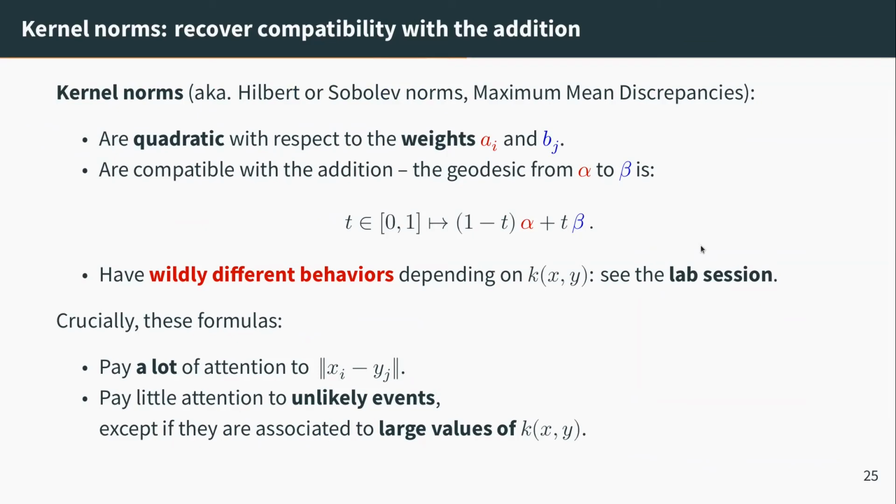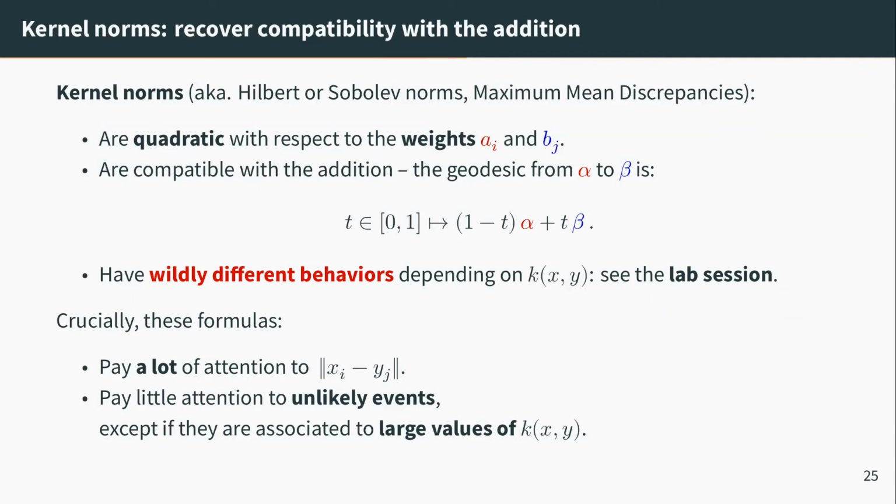So you can show that the geodesic from alpha to beta, if you have two distributions, is just that you interpolate linearly the weights. So (1 minus t) alpha plus t beta. So the trajectory you should have in mind between two Gaussian distributions is that one Gaussian slowly fades away while the other one grows. Okay, maybe it's not exactly the behavior that you want to have, but at least it's simple. So it means that it's going to be easy to implement.